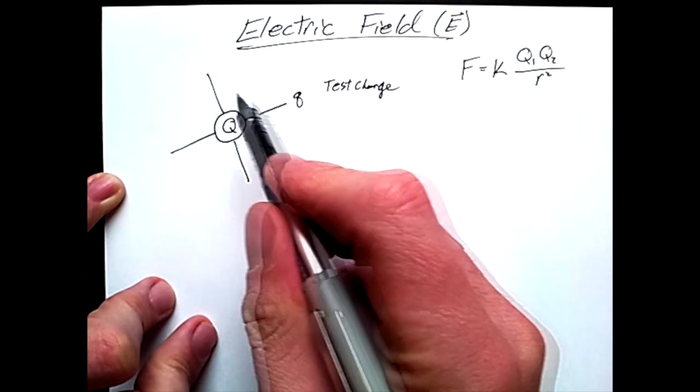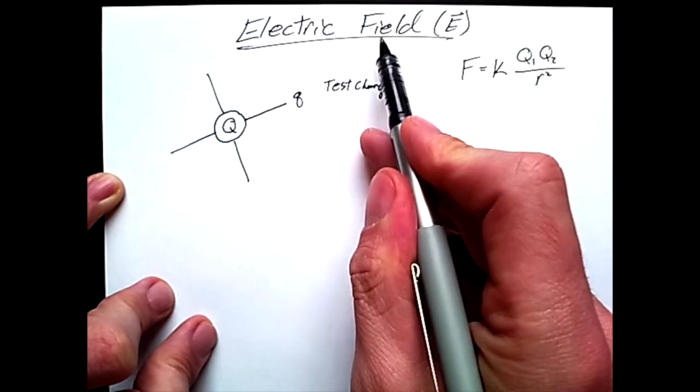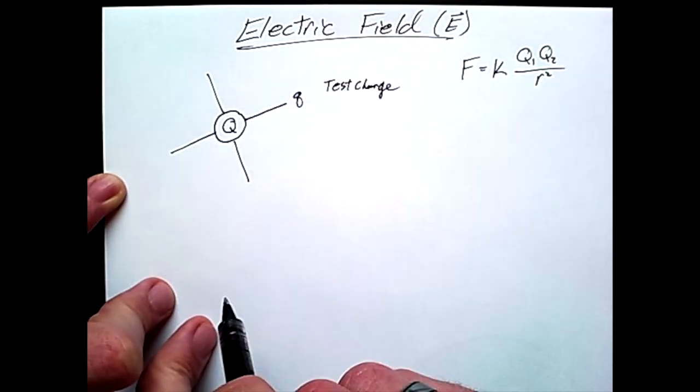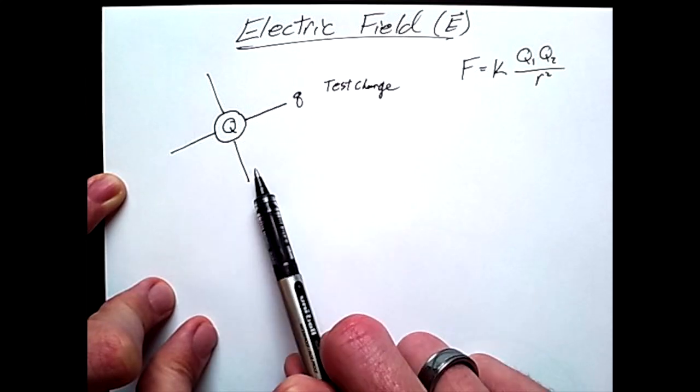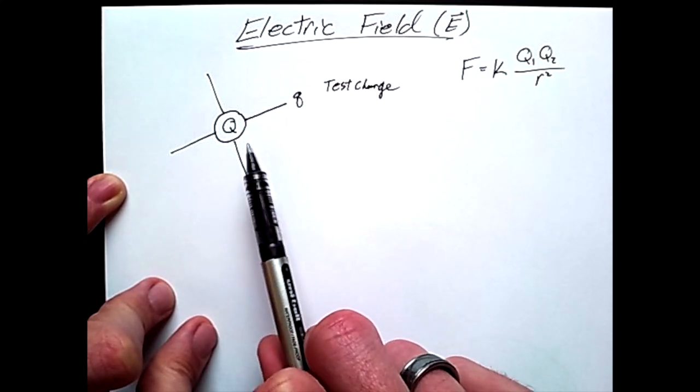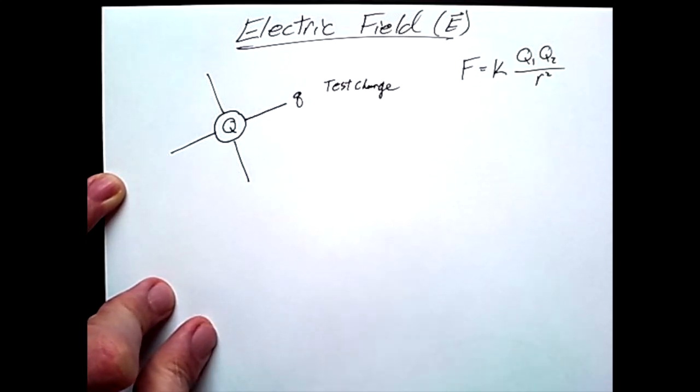Now, the number of lines that we draw to represent the electric field is arbitrary. However, it will be valuable to use logical numbers, rational numbers, when we're identifying the field, and I'll talk about that in a few minutes.